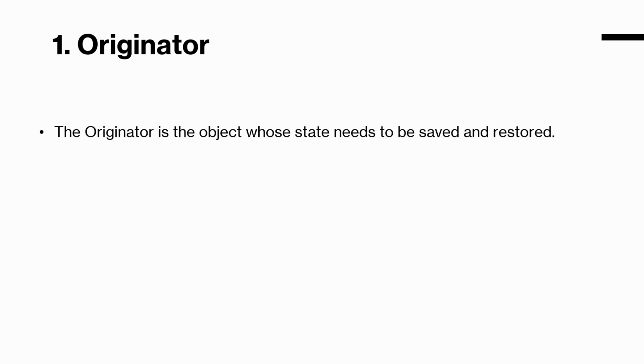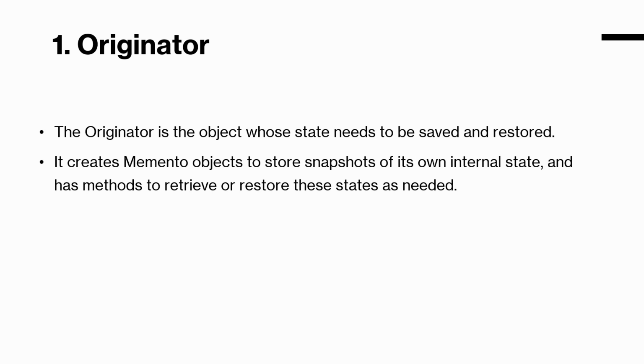For example, if we have a text editor, then the text editor will be the originator. Its state needs to be saved. The originator creates memento objects to store the snapshot of its internal state, and it has methods to retrieve and restore these states as needed. So memento objects are created by the originator.